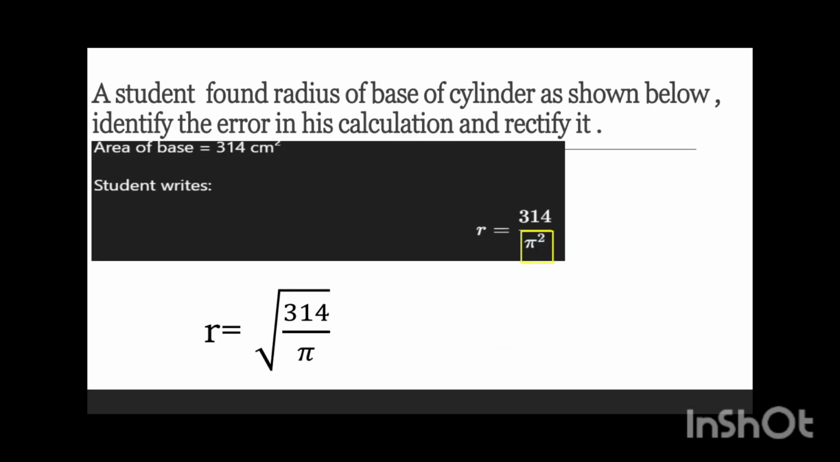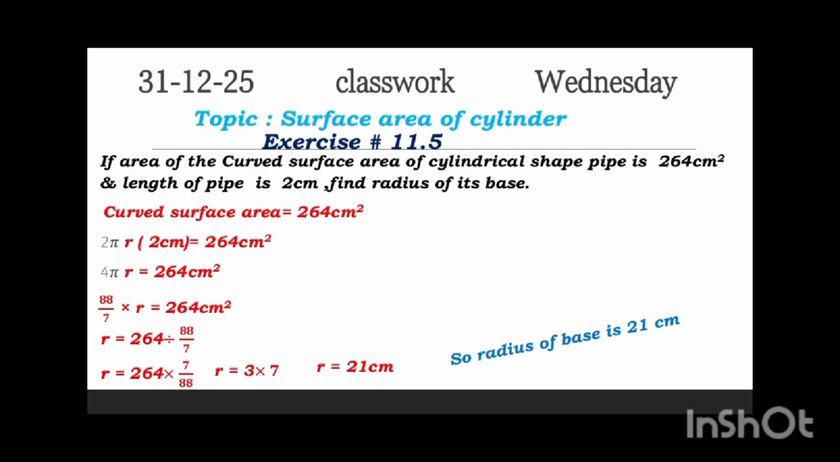Now here you can see this is a question. If the curved surface area of a cylindrical pipe is 264 centimeter square and the length of the pipe is this, find the base. For that purpose you have to apply the curved surface area formula. 264 centimeter square, you have to do the cutting. You're going to get 4 pi r. Now you have to bring 88 over 7 to that side. You have to divide it, then do the cutting, and r is equal to 3 multiplied by 7, you're going to get r as 21.